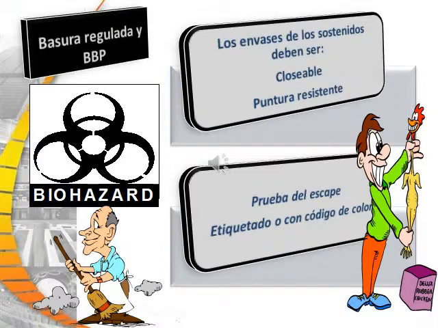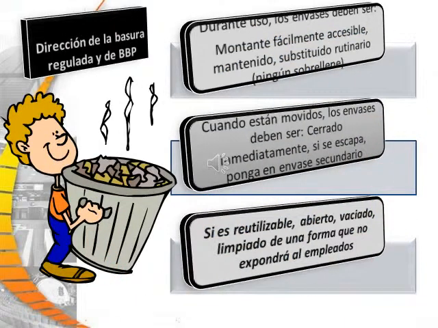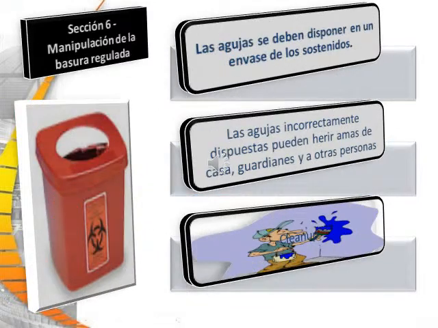Sharps containers must be closable, puncture resistant, leak proof, and labeled or color coded. During use, containers must be easily accessible, maintained upright, and routinely replaced. When moved, the containers must be closed immediately. If leaking, put in a secondary container. If reusable, they must be opened, emptied, and cleaned in a manner that will not expose employees. Needles must be disposed of in a sharps container. Improperly disposed needles can injure housekeepers, custodians, and other people.